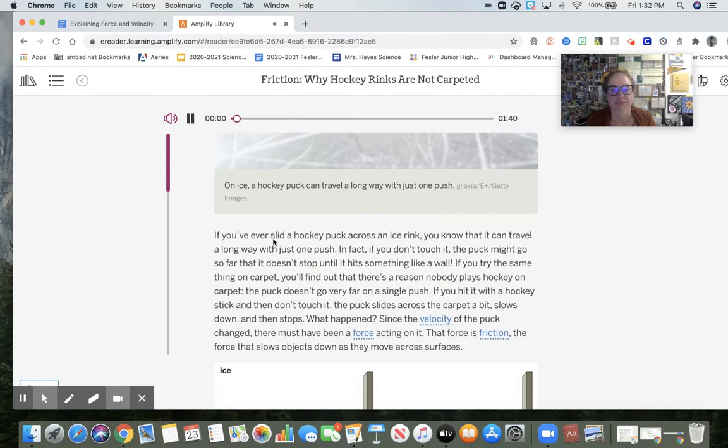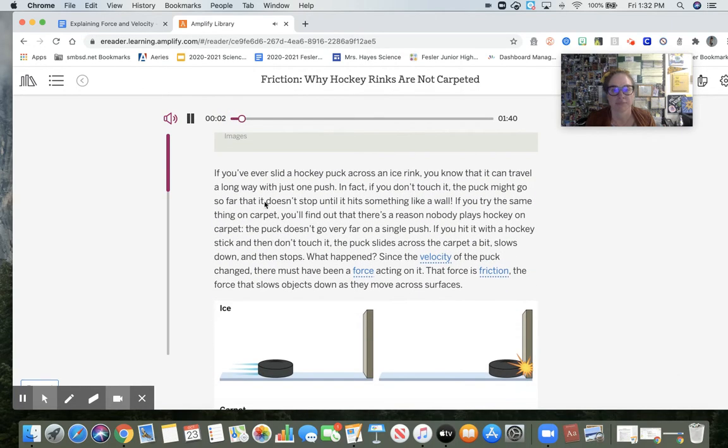Friction. Why hockey rinks are not carpeted. If you've ever slid a hockey puck across an ice rink, you know that it can travel a long way with just one push.